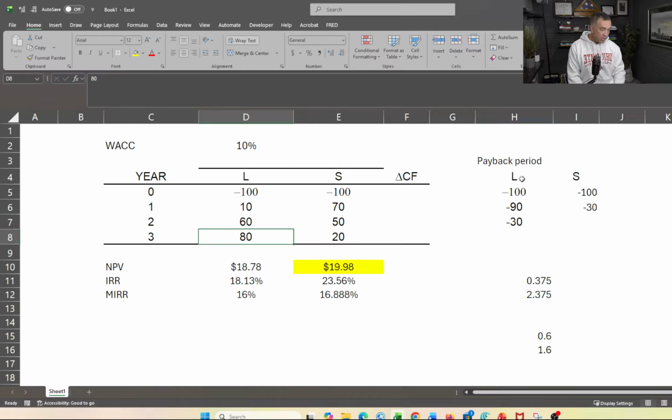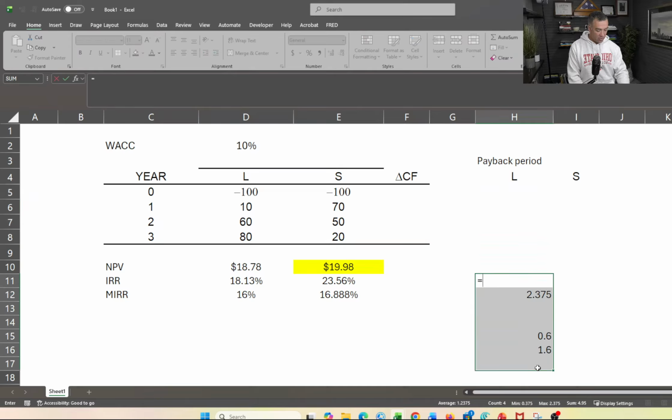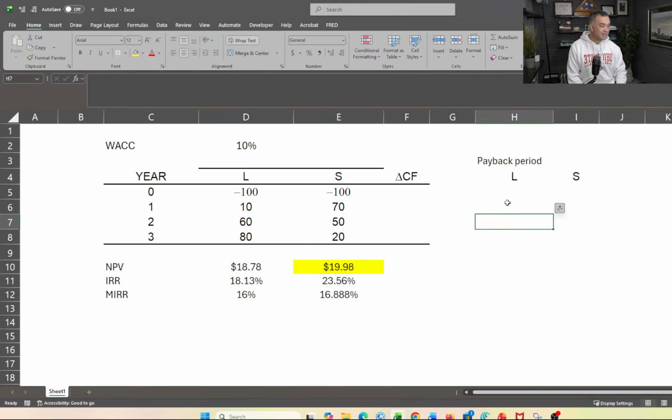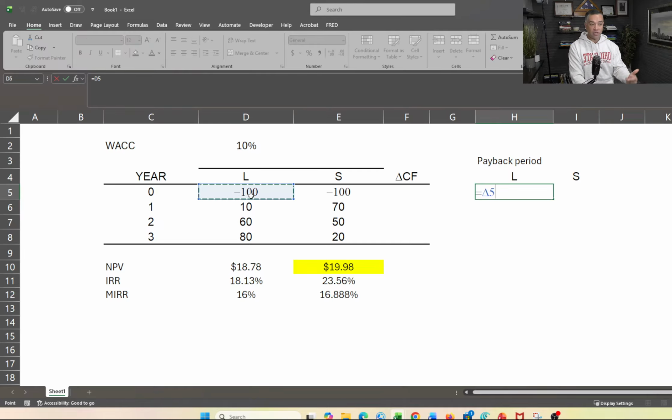So what I'm going to do here is we want to find out, I'm going to delete all this. We're going to discount the cash flows and find out the payback period according to the time value of money. That's the downside, it doesn't take in the time value of money for the basic payback period. So let's discount it. I'm going to take L. I'm going to do an equation so I can do it quick, and I'm going to discount it.